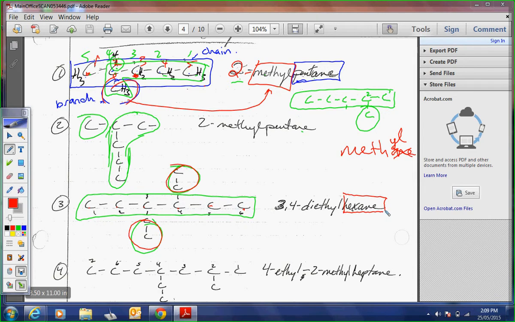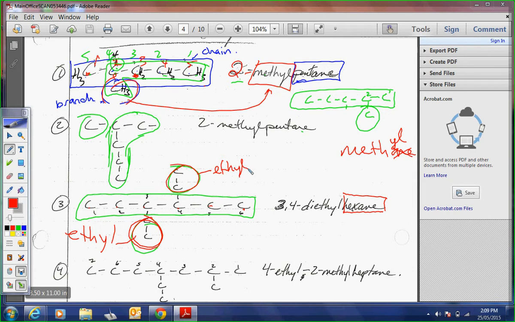The charms I have stuck on it are how many carbons long? 2. What was 2 carbons again? Yesterday's work, how many was 2 carbons? Eth, right? Monkeys eat peanut butter. Eth. But these are charms, so we don't call them eth-ane, we call them eth-yl. So here's an ethyl, and here's an ethyl.